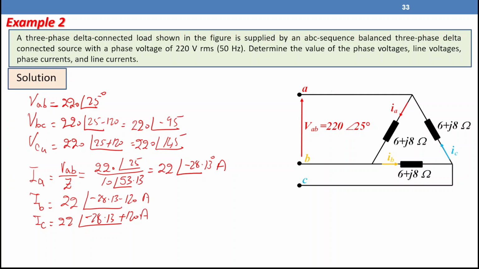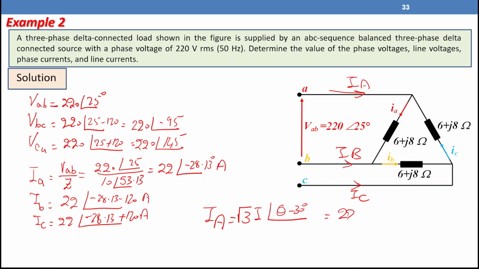What about the line current? So the line current will be here IA, IB, IC. So, for example, IA equals √3 I angle, if that one is theta, minus 30 degrees.